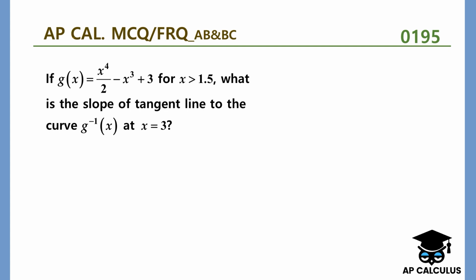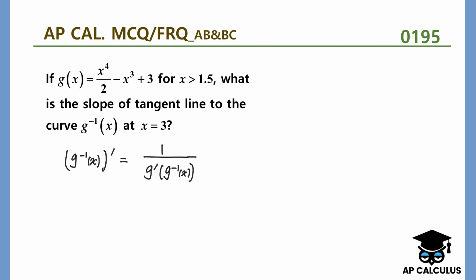Question 195. We have a g function for x greater than 1.5. The question is, what is the slope of the tangent line to the curve g inverse at x equals 3? So let's start with the formula of the derivative of an inverse function, especially for the g function. Okay, so here we have g inverse, and its derivative is given by 1 over g prime of g inverse of x, right? Okay, that's the formula.